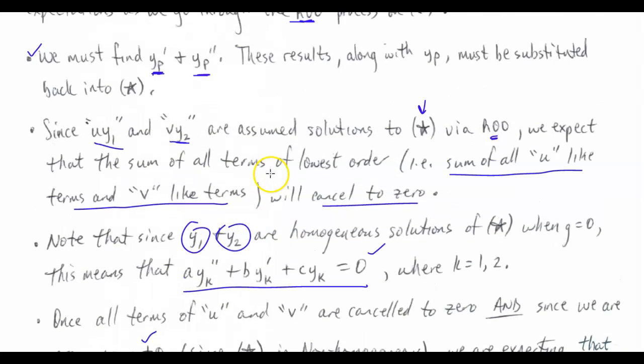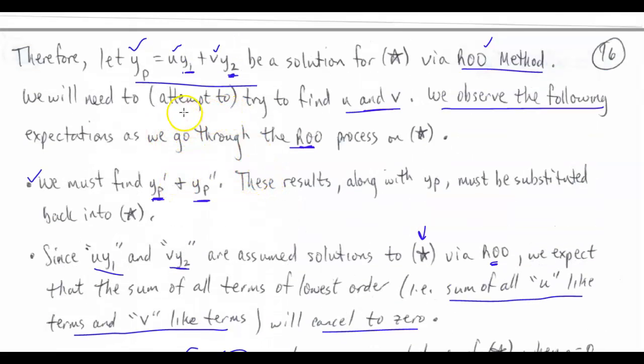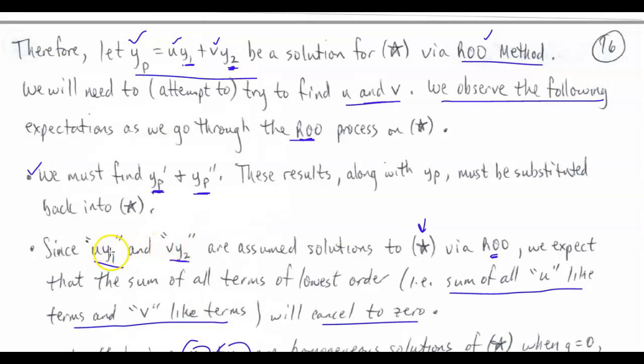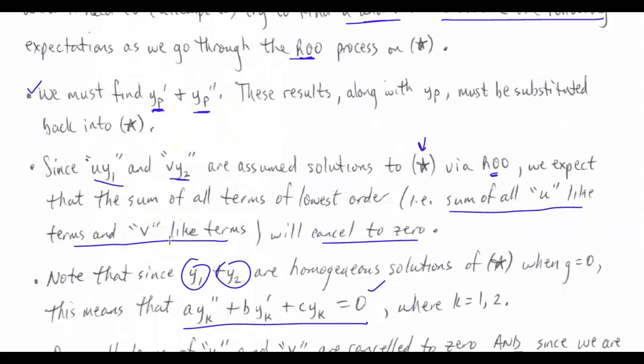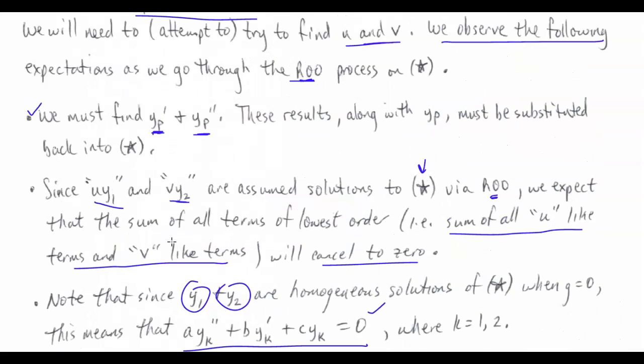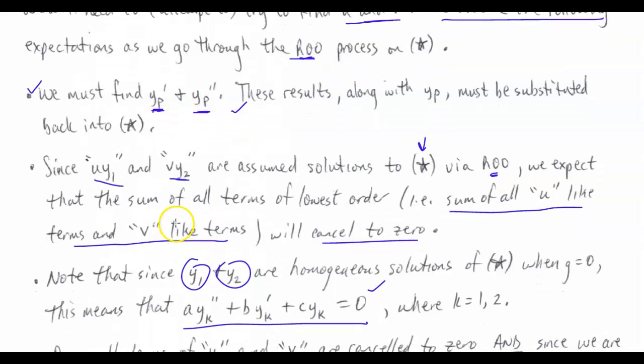So before we get into this, I want to recap and say we're assuming that y sub p is going to be a solution of this form, where u y sub 1, v y sub 2 are going to be solutions. And so because of that, some of the things that we're going to expect is we're going to have to take the first and second derivative, plug into the ODE. We know that once we do this step, all terms with u and v are going to cancel to 0, and that's going to help us in reducing the order of the equation.